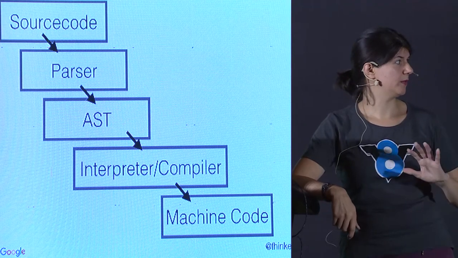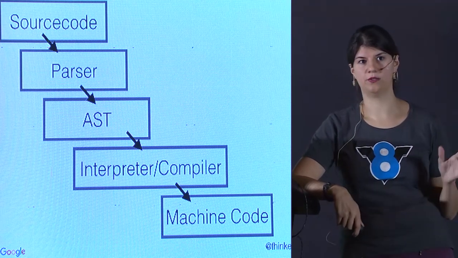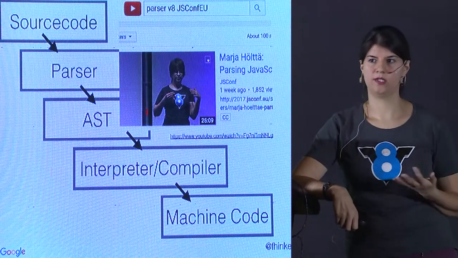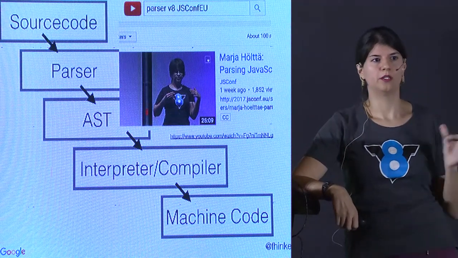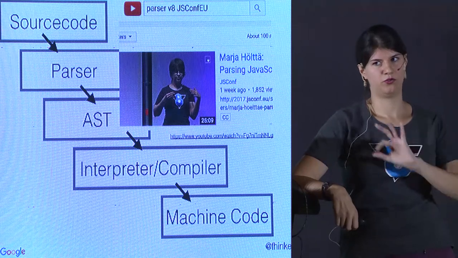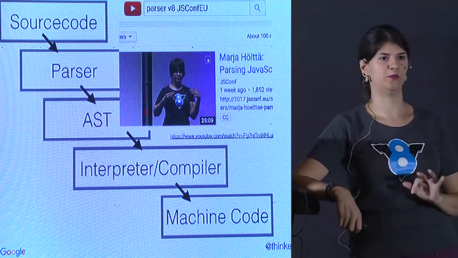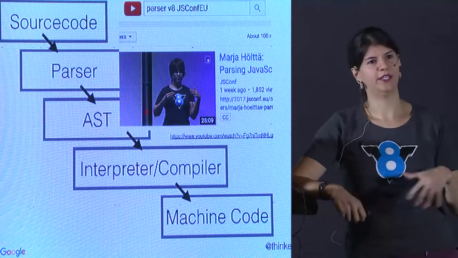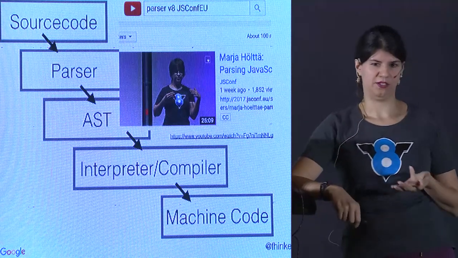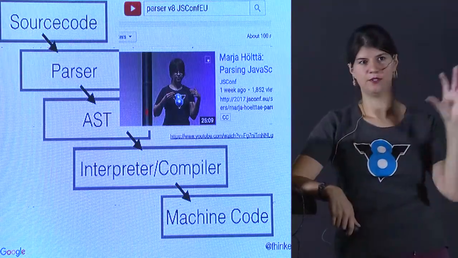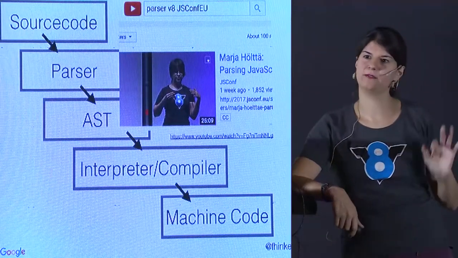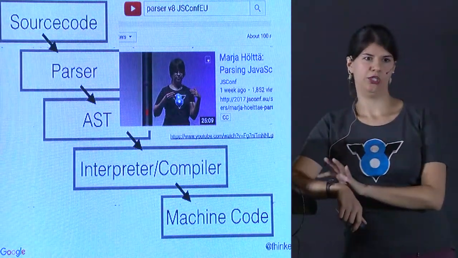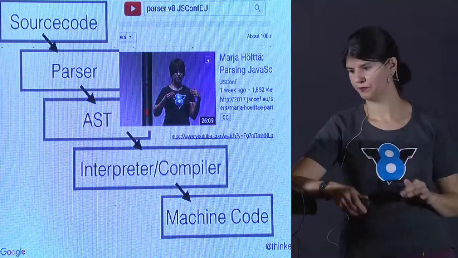And actually, I will not cover the first part here, so I will not talk about the parser, but my coworker Maya has an excellent talk on YouTube that goes into all the details of the quirks that you have to worry about when you parse JavaScript. So I recommend watching this talk and getting some idea about what the parser is doing. I will focus on the second half of this part. I will focus on the interpreter and compiler part here and the machine code that is generated.